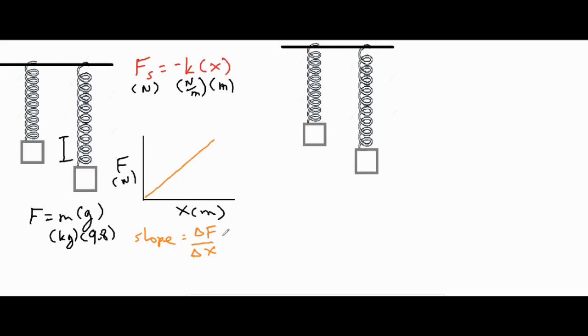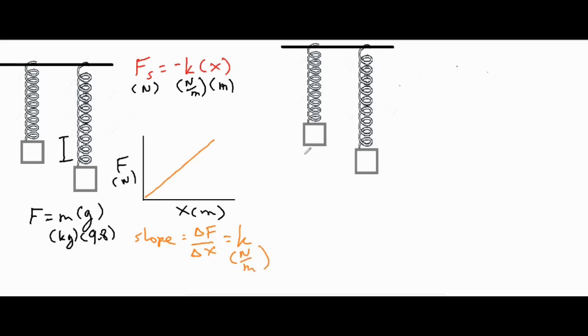Now, if you take F divided by x, you actually get k, right? If you divide both sides by that x value, you end up getting k. So it turns out that if you find the slope, that is actually the spring constant. That's the average amount of newtons necessary to stretch the spring 1 meter, and you can find the spring constant that way.